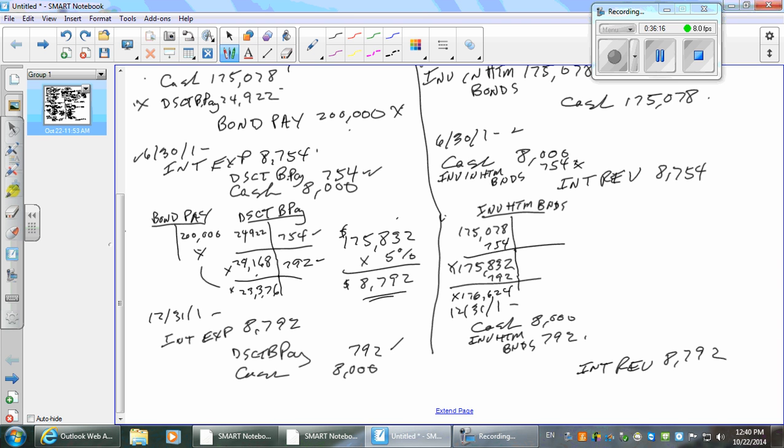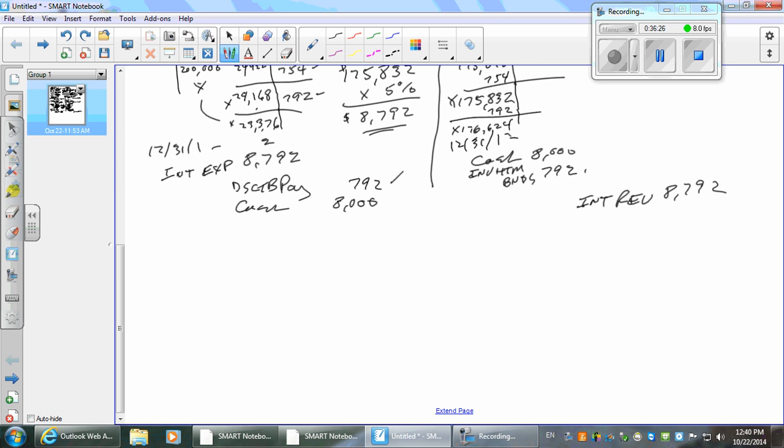After I do this 20 times, let's say I credited that discount 20 times, and I debited investment held to maturity 20 times for all 20 payments. What is left in discount on bonds payable at that point? What will it be, you guys, after doing it 20 times? What's going to be left in there?